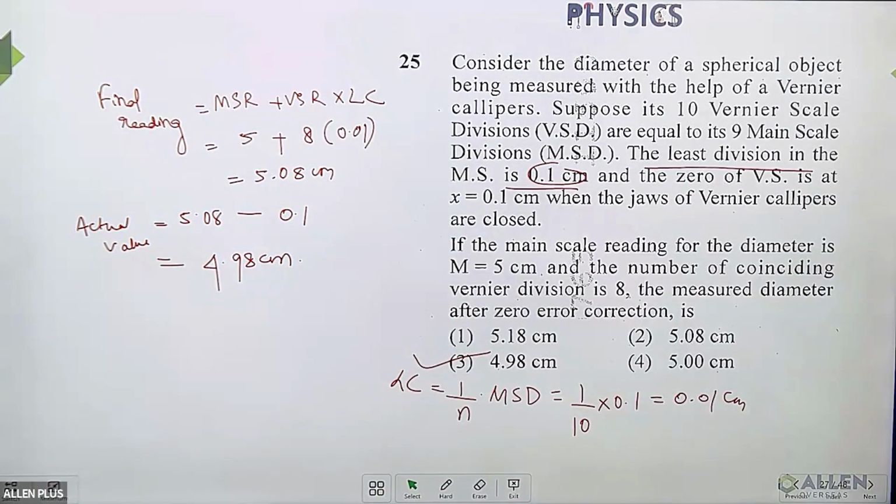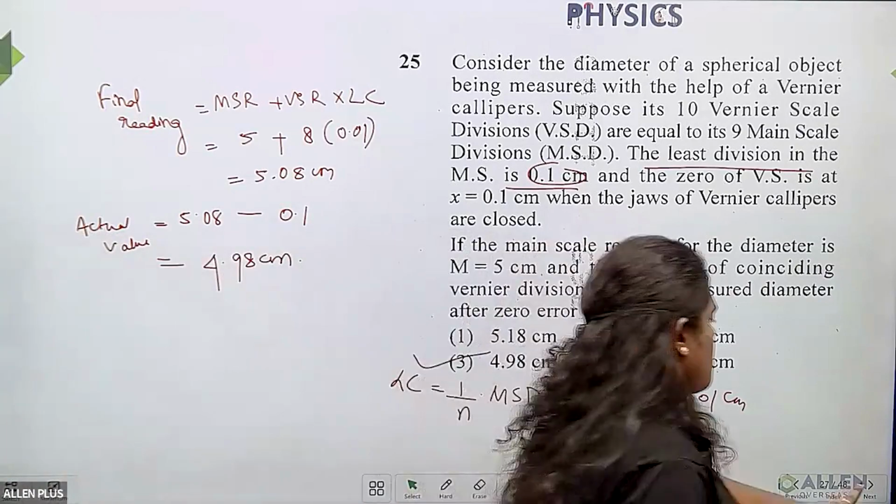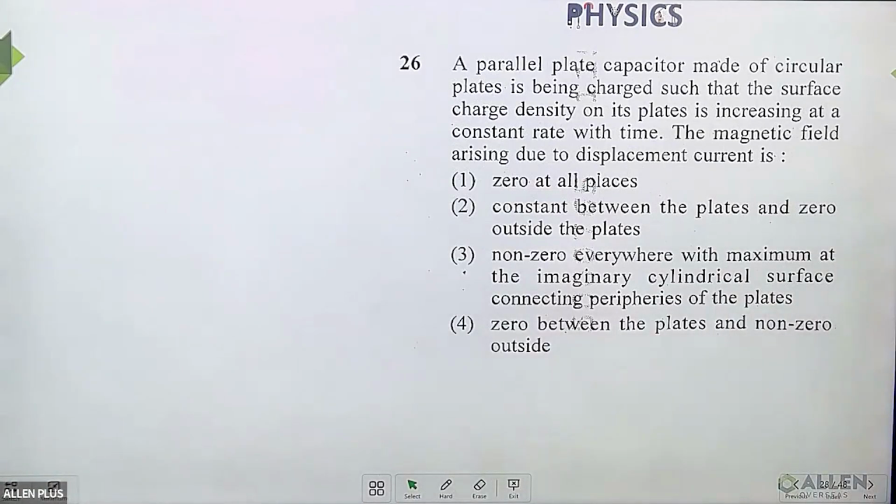The next question. A parallel plate capacitor made of circular plates is being charged such that the surface charge density on its plates is increasing at a constant rate with time. The magnetic field arising due to the displacement current is... Okay, this is the question.